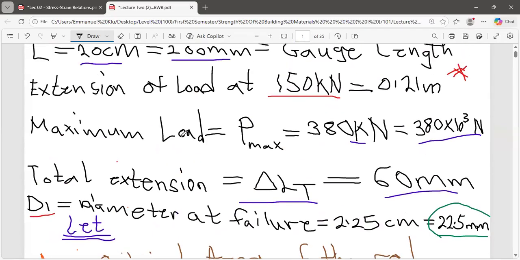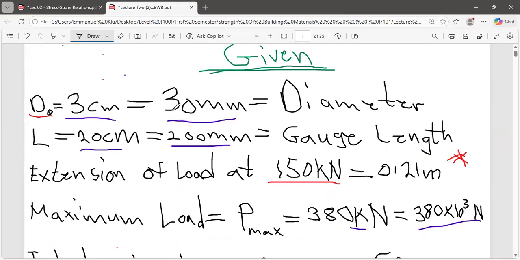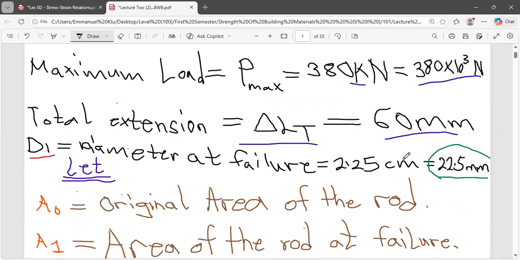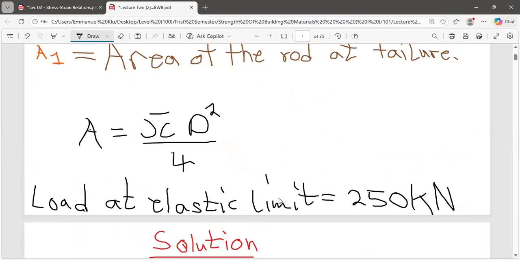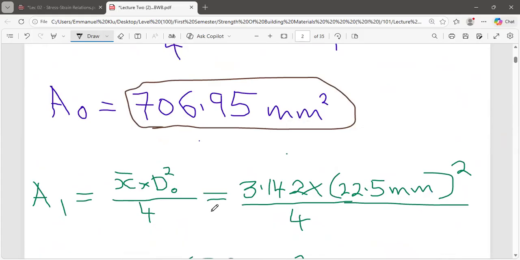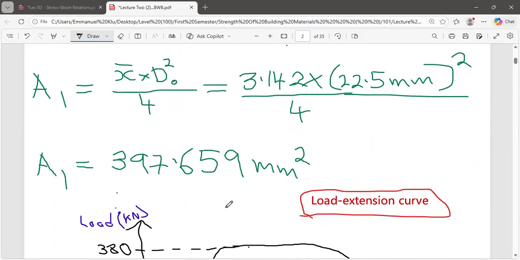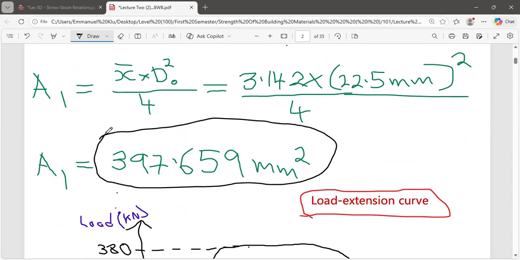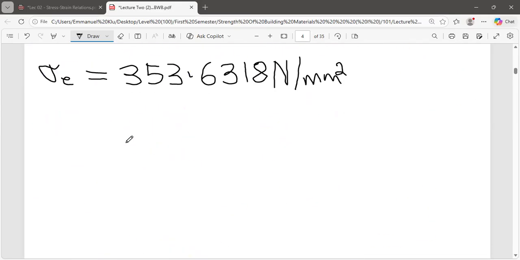Once you realize you are being given different diameters in the question, they give you diameter 130, then they come and give you a different diameter 2.25, that should trigger you to calculate your original area and the area at failure. The area at failure, this area you are seeing over here, is the area I used to calculate the percentage reduction. So take note of these things. Okay, sir, all right, thank you.